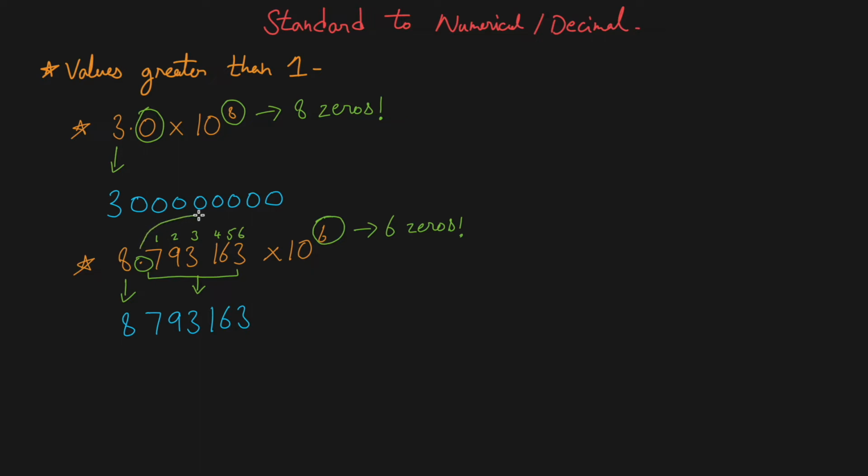So the decimal point will jump here, and then we have the decimal point. A decimal point at the very end of the right side is just meaningless. You can just neglect it. So we have the final value 8793163, and that's the answer here.